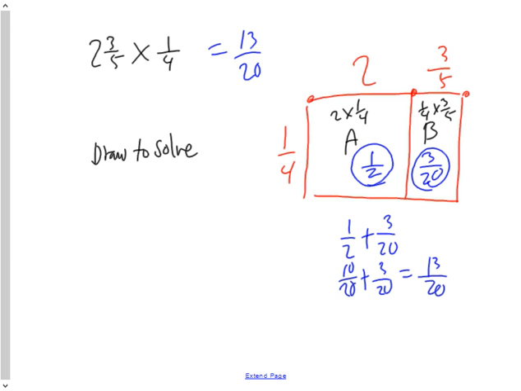Check our answer by changing this to an improper fraction, multiplied by 1/4. I get 13 as my numerator, 20 as my denominator. Same answer without having to draw. Almost fell over there.